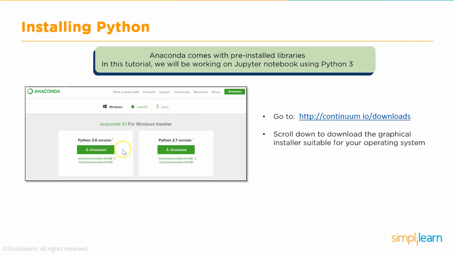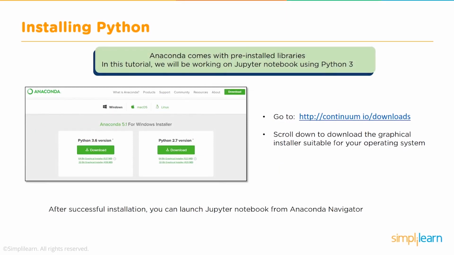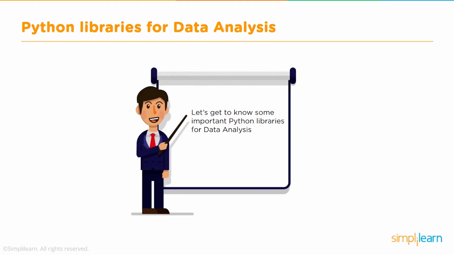Of course, the latest version is in the 3.x range at the time of recording this. 3.6 is one of the latest versions, but some of you may want to start with the earlier version, Python 2.7, and you can download that as well. If you don't have anything installed, then my suggestion is to start with Python 3.6. Once you do that, you will be able to install Python and run Jupyter Notebook. Now that you know how to install Python, let's take a look at the various libraries that are available.